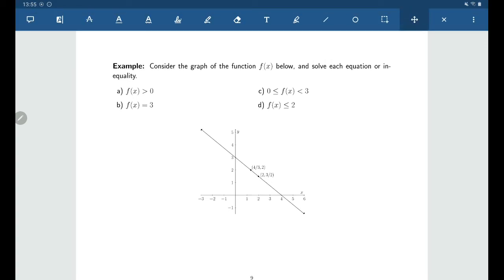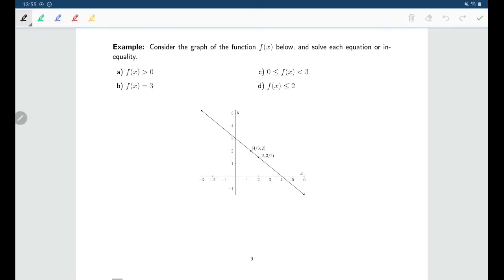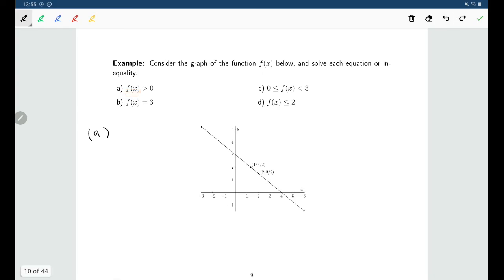Because for all of this, for parts A, B, C, and D, really all we need to do is look at the graph and understand what the question is asking. In part A, it's asking for where is f of x greater than 0. And as always, I remind myself, this is referring to the y value for that function. So where are the y values greater than 0?